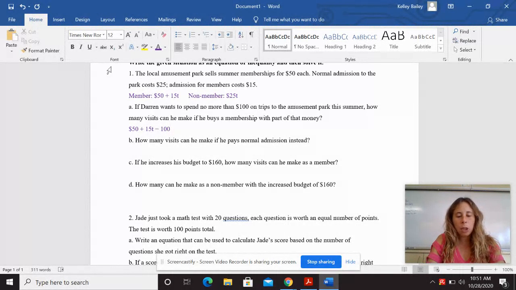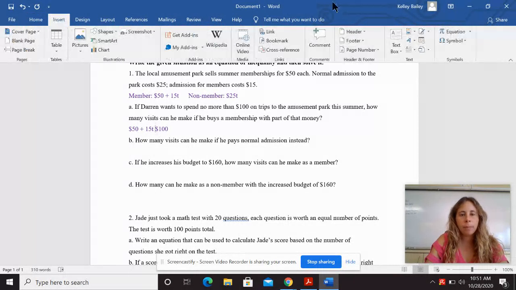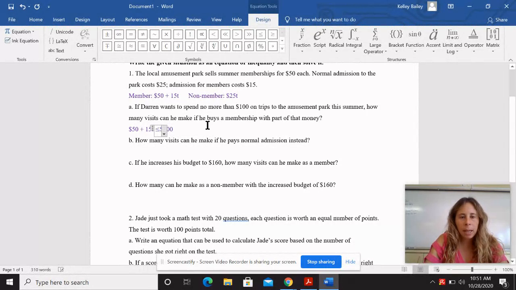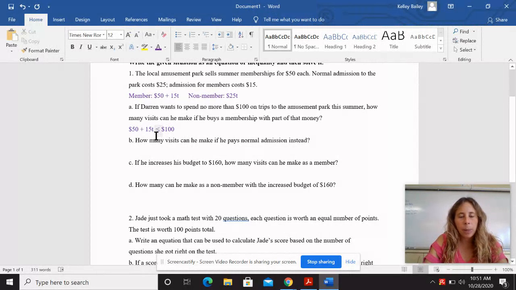That would be writing an equation, but let's see what it says. He wants to spend no more than $100. No more than. So this has to be less than or equal to $100. Okay. He will spend up to $100, but no more. So this has to be less than or equal to $100. He doesn't have more than $100. Okay, so here's our inequality.